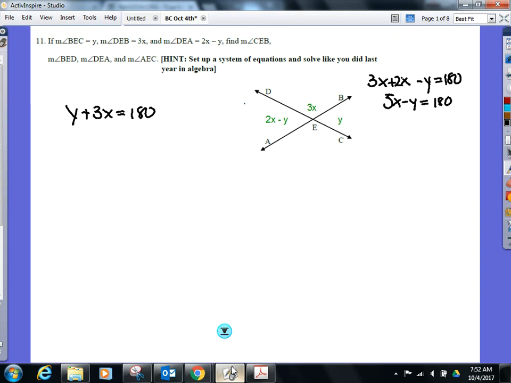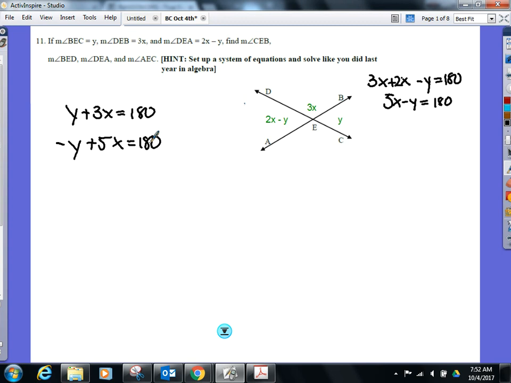So I have y plus 3x equals 180 from these two linear pairs, and I have 5x minus y equals 180 from these two linear pairs. Do you guys see what is about to happen here? Let me just rewrite it. What happens now when I start comparing those systems of equations, Frank?